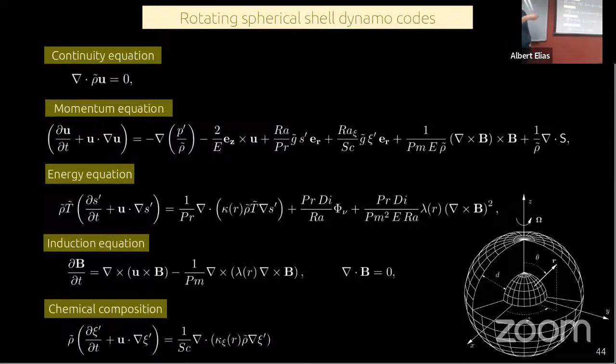They also sometimes have another equation, which is chemical composition, which can vary through the radius of the planet or star, and it can give further convection terms. Usually the convection is given by a difference of temperature, but when you have a difference in chemical composition, you can also get convection.